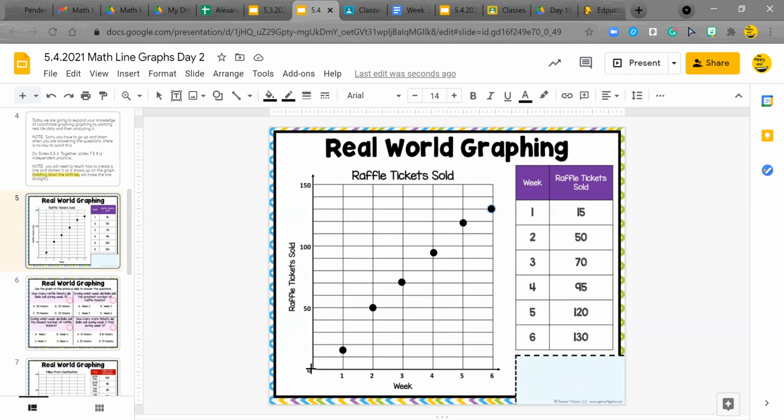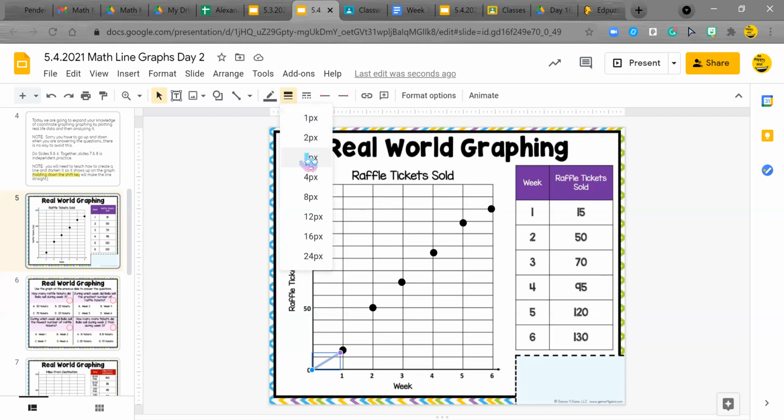I always start off at my origin because on day 0, they sold nothing. So I'm going to click. I'm going to get it to the best I can. And then right here, line color, line weight. I'm going to put it as 3.